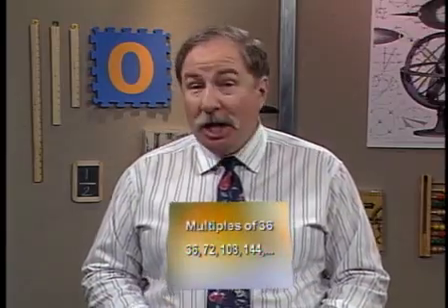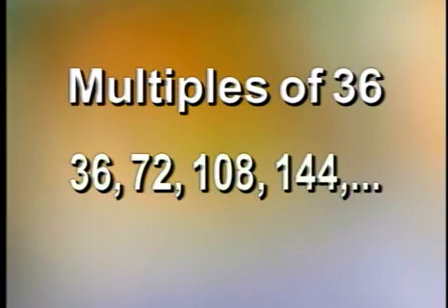The other word that is usually coupled with factor is multiple. Here we see the multiples of 36. A multiple is a number obtained by multiplying the number in question. So these are numbers that are obtained by multiplying 36. 36 times 1 is 36. 36 times 2 is 72. 36 times 3 is 108. 36 times 4 is 144. The dots mean forever and ever.